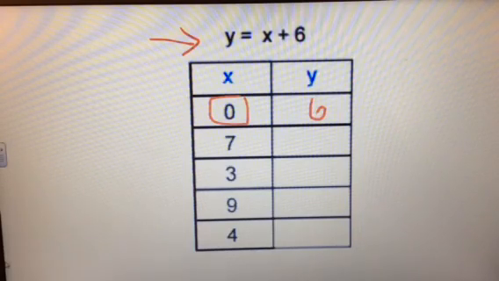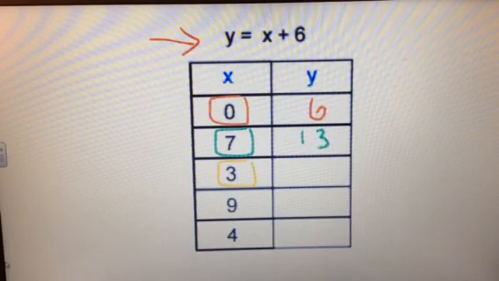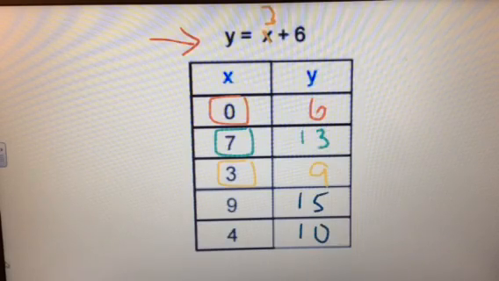If I then look at my x value of 7, I can replace the x with the 7, and I know that 7 plus 6 is 13. So if my x value is 7, my y value has to be 13. We'll continue on like this. If my x value is 3, so I've replaced the x with the 3, 3 plus 6 is 9. And as I continue to do the same thing, I'll know if my x value is 9, my y value is 15. If my x value is 4, my y value equals 10.